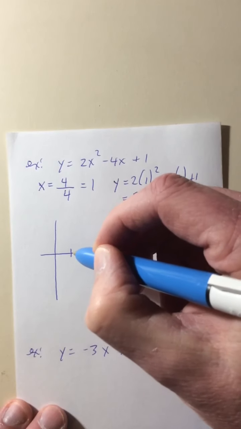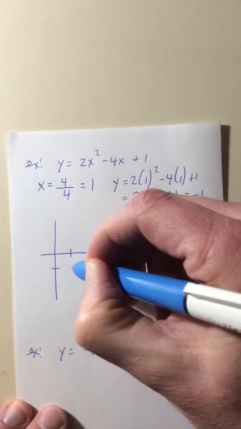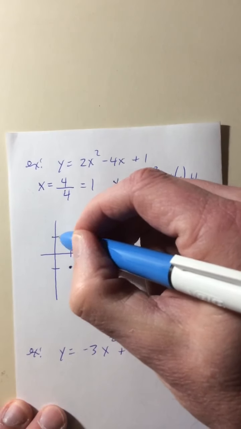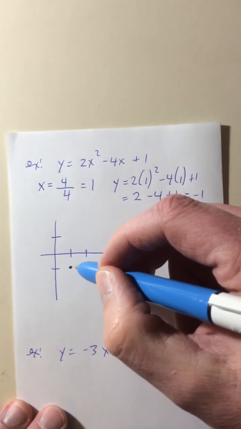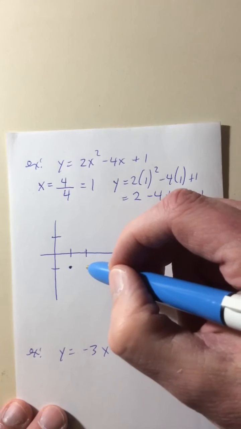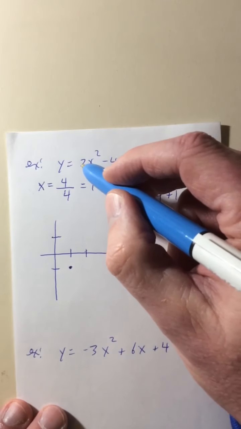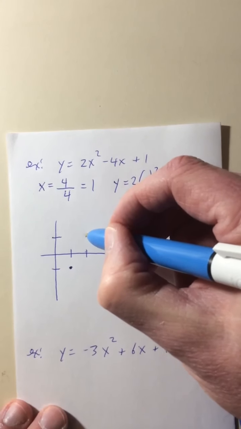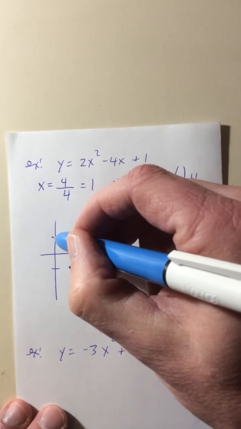We got 1, negative 1 is our vertex right there. And then from there, we're going to do the whole slope situation. And that means we're going to go over 1 and up or down that many. And again, it's positive, so we go up. So it's over 1, up 2. Over 1, up 2.